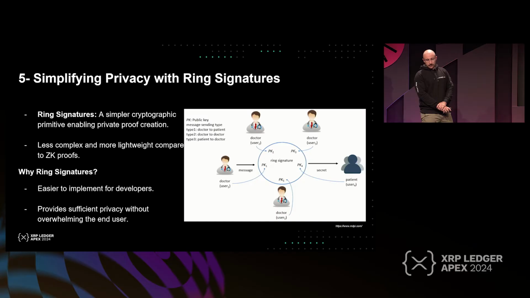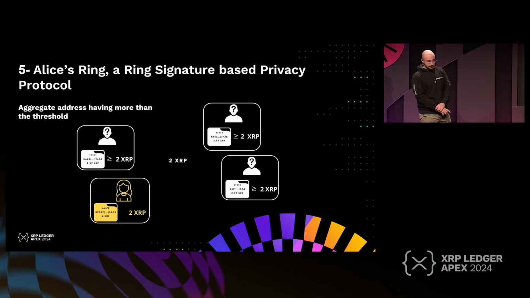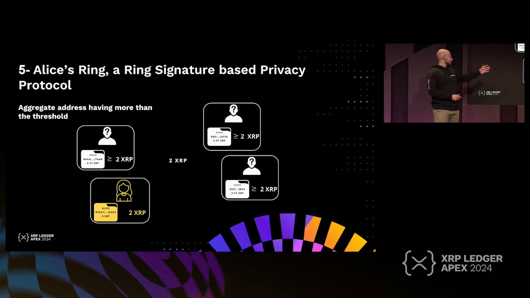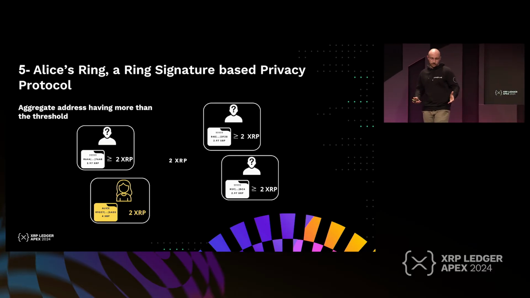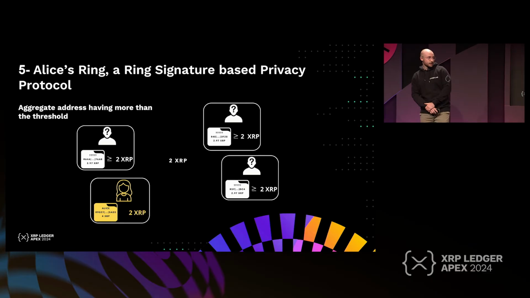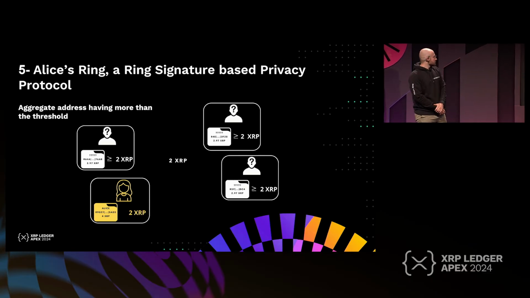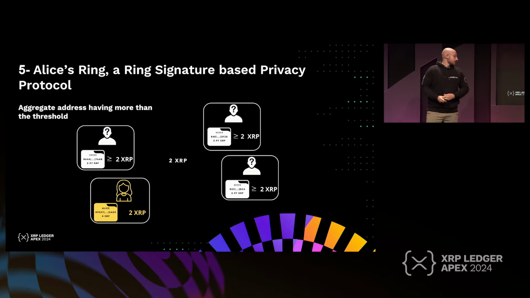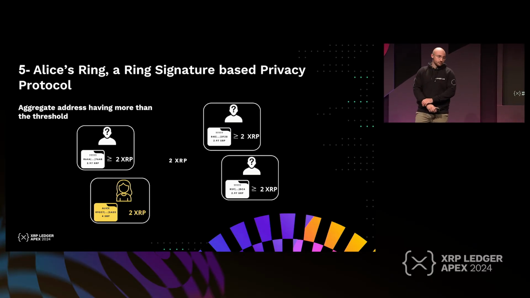Now let's dive into Alice's Ring protocol. Here we have a group. Each one of the group owns a certain amount of tokens. For the example here, it's 2 XRP. And Alice wants to prove to somewhere else, maybe you, that she owns at least 2 XRP, for instance, for a loan or something.